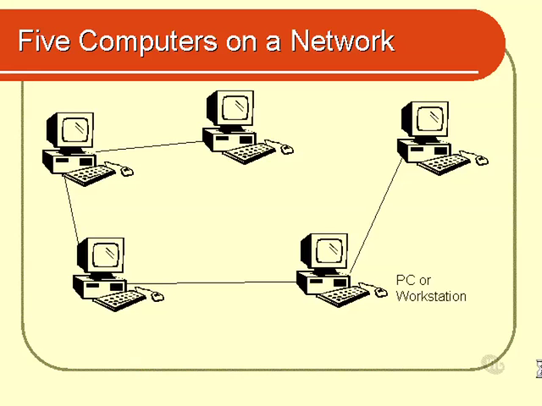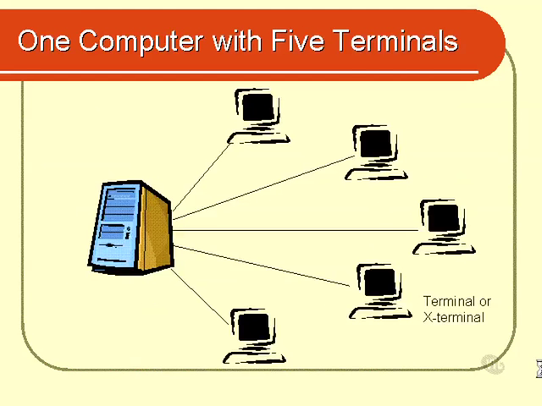Now compare and contrast this particular diagram with the next diagram. Before I move on, I'll just mention that every node on this network is usually termed either a PC or a workstation. They're typically called PCs if they're running Windows or perhaps the Macintosh operating system, and they're typically called workstations if they're running some version of Unix. Now the next diagram is a single computer that has 5 terminals. Each terminal does no thinking. All the thinking is done on the one computer.